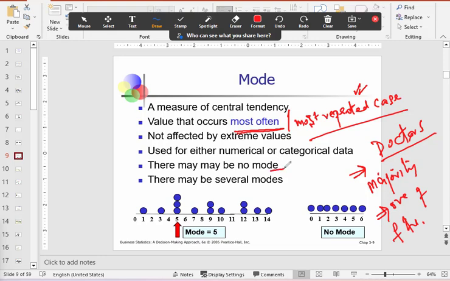Sometimes the data might not have any mode because in this example there is no repeated value. All of them are occurring once. But in this data, 5 is a mode, and there can be several modes. For example, this is also repeated twice, this is also repeated twice. So we pick up the most repeated value. So this becomes the mode.